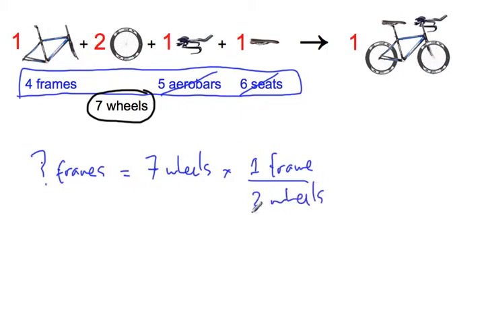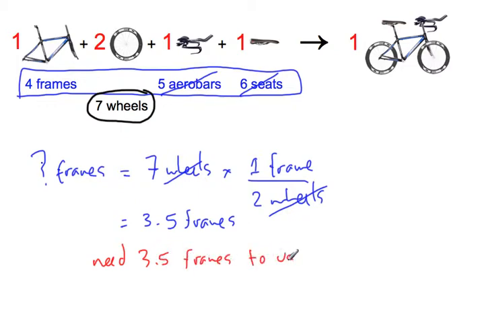And so the wheels divide out, and so it's 7 divided by 2, which is 3.5 frames. And so this question becomes, how many frames do I need? Well, I need 3.5 frames to use up all my wheels.